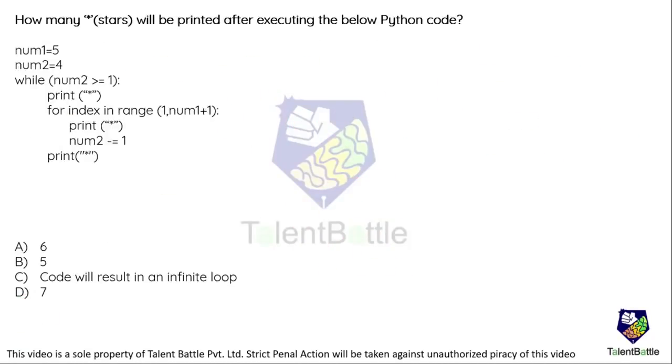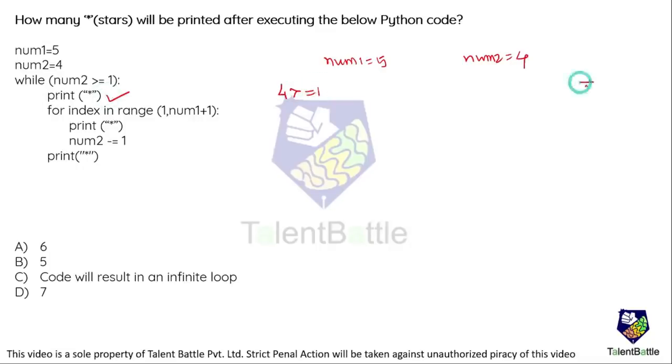How many stars will be printed after executing the below Python code? So again, the code is given and we have to check how many stars will be there in the output. I have two variables, num1 equal to 5 and num2 equal to 4. While checking the condition, num2 is greater than or equal to 1. Right now, yes, because 4 is greater than or equal to 1. So it will print this part.